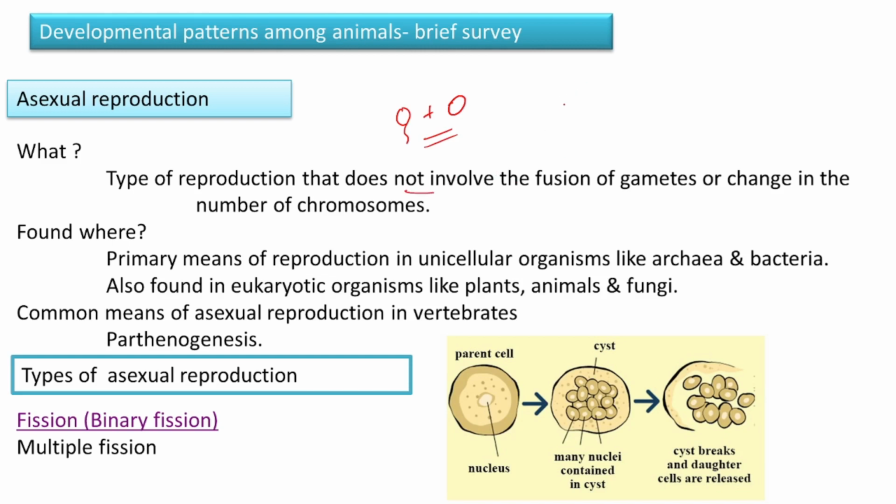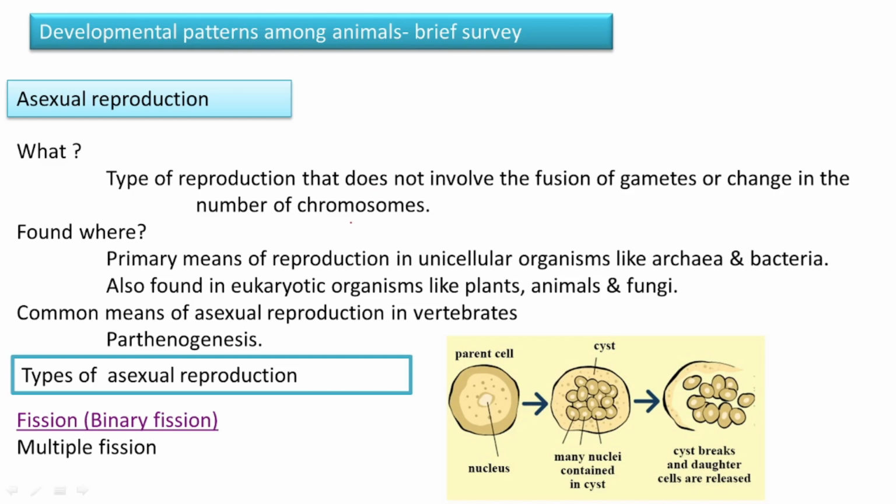That means the new daughter individual is forming from a single parent cell. So, from a single parent cell, two daughter cells are forming in the asexual type. To become sexual, it requires two parents. For the sperm and egg to come together, they need to fuse. Such fusion does not take place in asexual reproduction. And also, there is no change in the number of chromosomes.